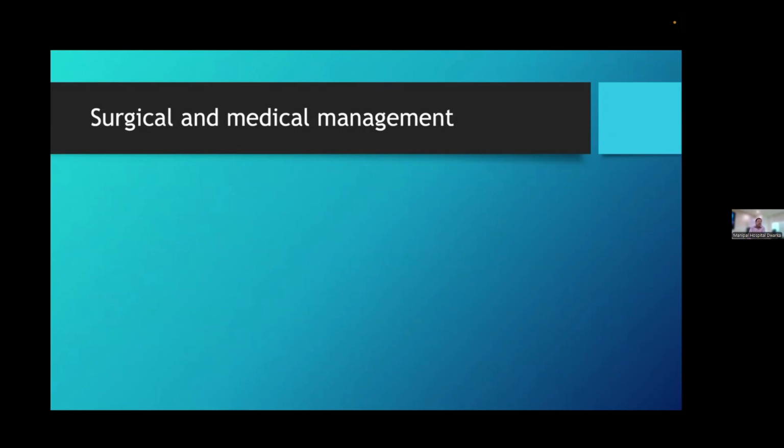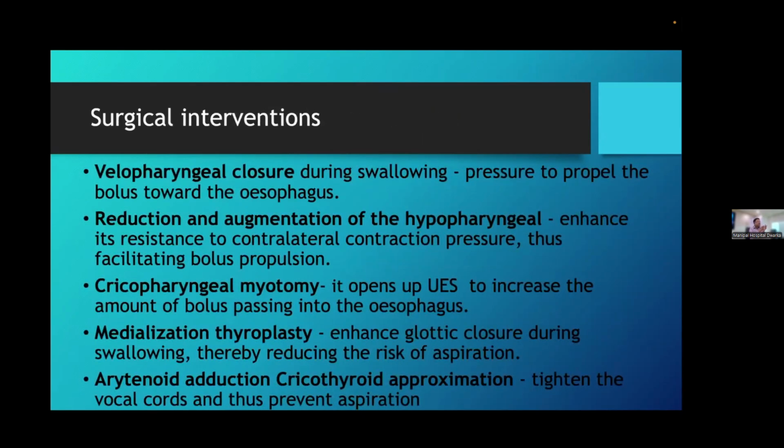So what is the management, right? So the surgical interventions can be done at various levels. So one is the velopharyngeal closure. So when there's a soft palate palsy, the velum is not able to close completely and there's a gap and patient has a lot of nasopharyngeal regurgitation, right? And so this has to be treated, right?